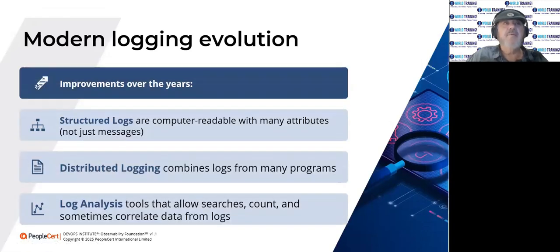Modern logging has evolved from the beginning. Generally speaking, log standards have improved over the years. Structured logs are computer readable with defined attributes, which makes it easier to search logs. Distributed logging combines logs from multiple programs, multiple points in a network or a distributed system. Log analysis tools can allow searches, counts, and sometimes correlate data from logs.